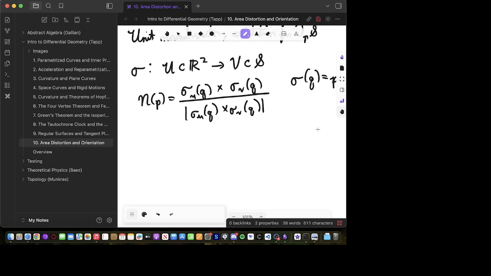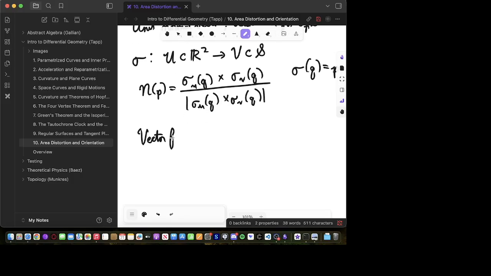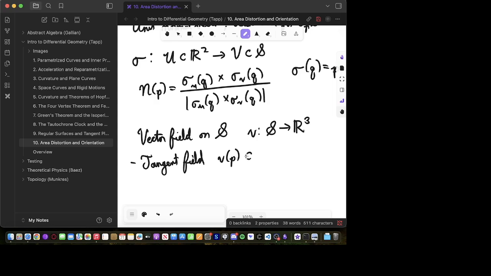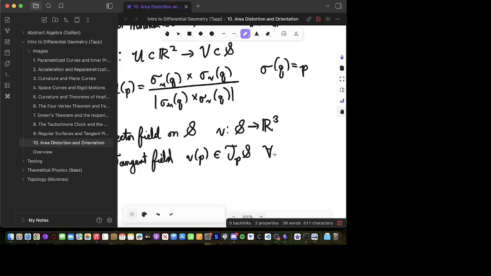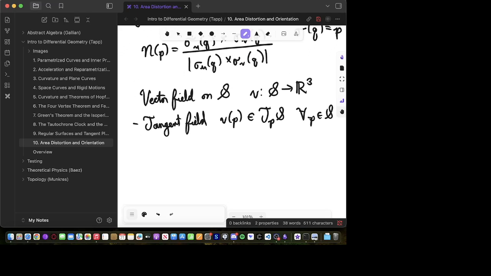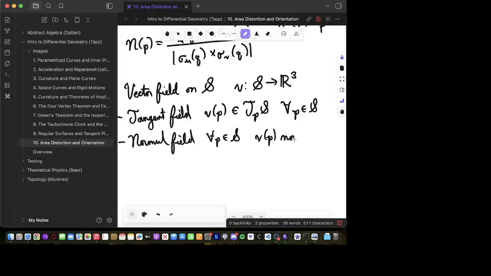Now let's talk about a vector field. A vector field on S is a smooth map, which we'll call V, from S to R3. It is a tangent field as a subcategory if the resulting vector is in the tangent plane at the point for all points in the surface. And it is called a normal field if for all points in the surface, the corresponding vector is normal to the surface at that point.